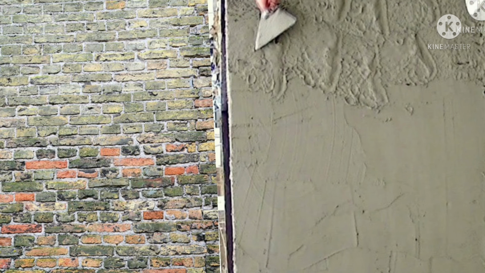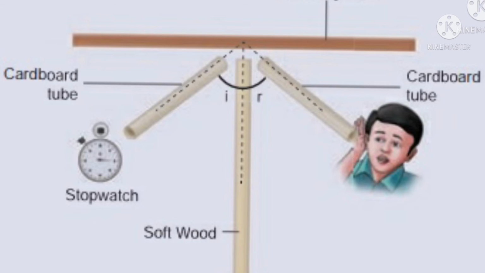So students, this is all about the reflection of sound. The reflection of sound also resembles the reflection of light. It also follows the same laws of reflection of light, that is, the angle of incident sound is equal to the angle of reflected sound, and the incident sound ray, the normal and the reflected sound ray, these three lie in the same plane.